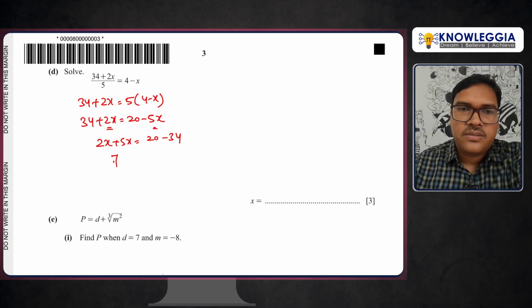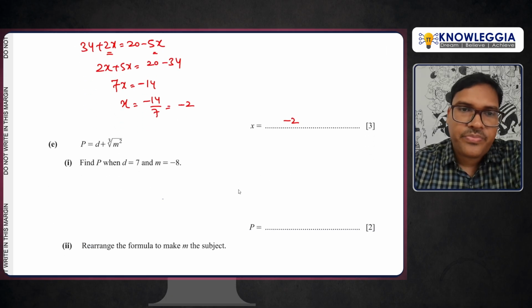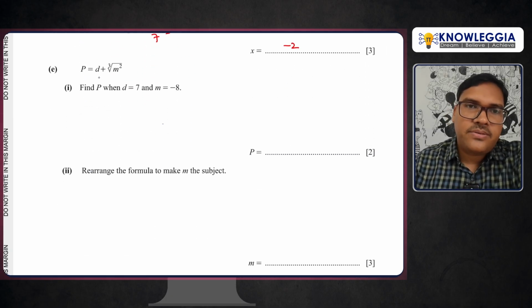So what is this? This is 7x, and I can subtract 20 and 34. This is minus 14. So now what is x? This is minus 14 divided by 7, which will be equal to minus 2. So what is the answer? This is minus 2. The next question says p is d plus cube root of m square.